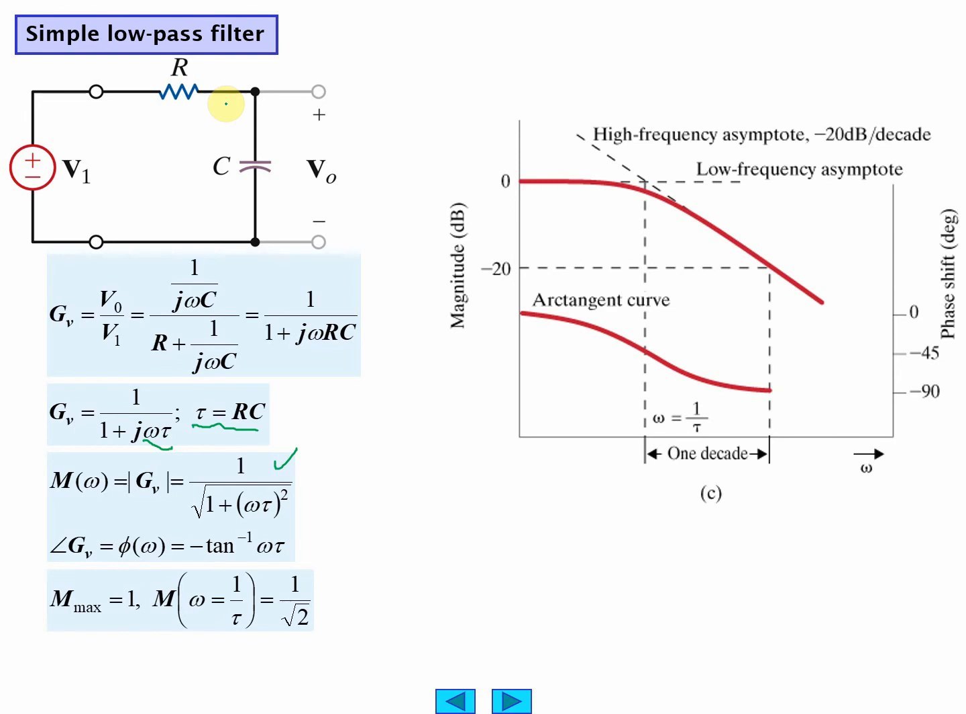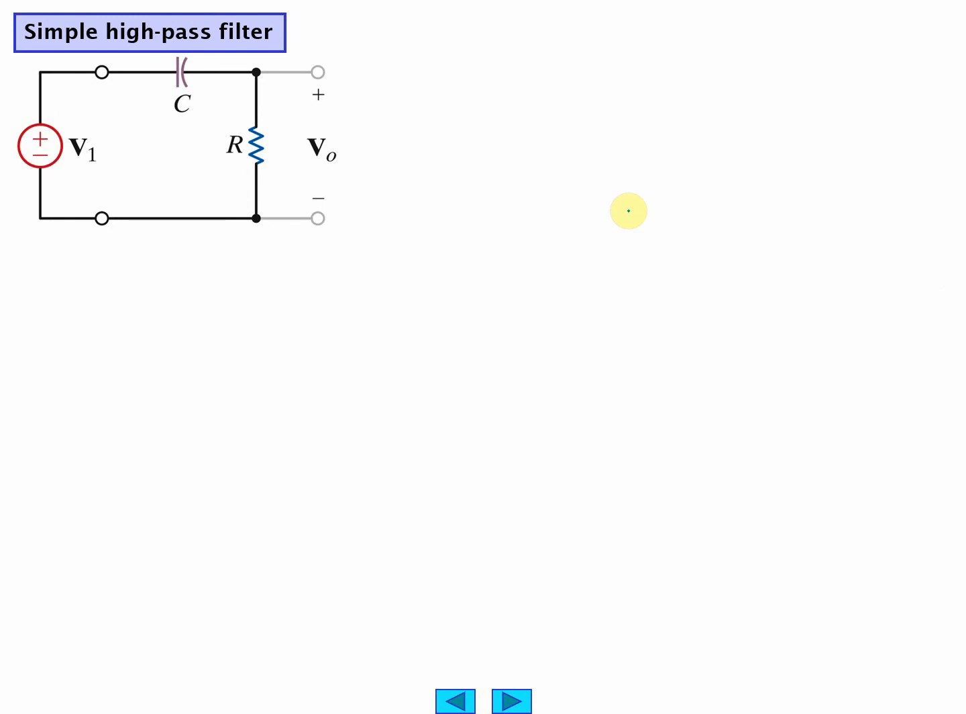The maximum gain is 1. The gain at the resonance frequency, or the tau, 1 over tau, gain here, is 1 over root 2, or minus 3 decibels. And the point of this, it's the half power frequency. High pass, just the reverse.